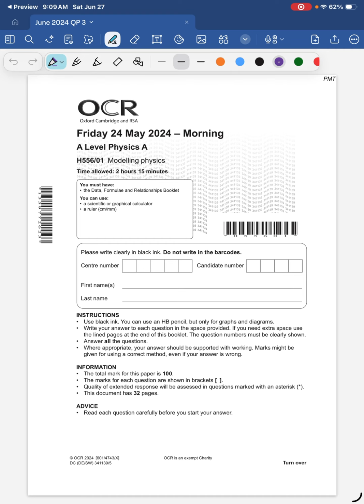So anyway, I'm not gonna say too many things because this is literally the first paper I went over that is related to OCR. So far, I have been doing only Edexcel.